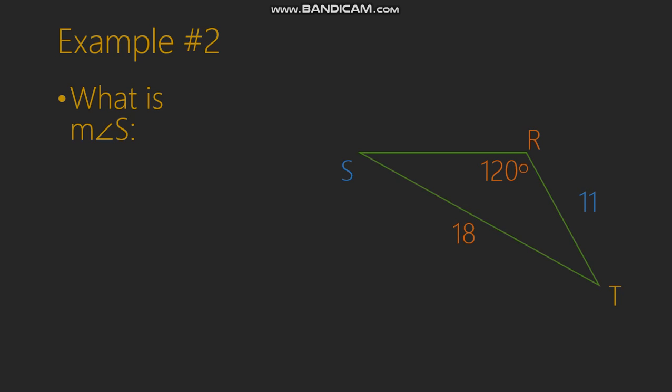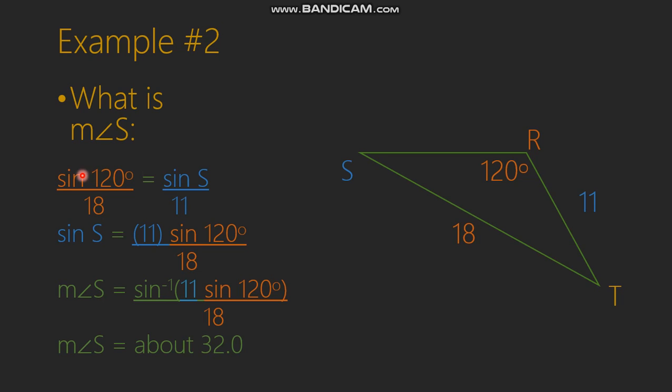So here's another example. In this example, we're going to find the measure of an angle instead of the length of a side as we did in the earlier example. So here we have triangle RST, and we have side ST given to be 18, and we have side RT given to be 11, and we have angle R given to be 120 degrees.